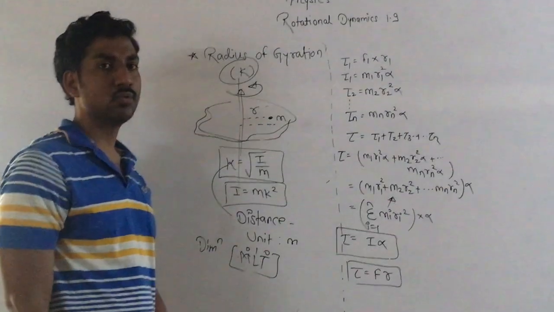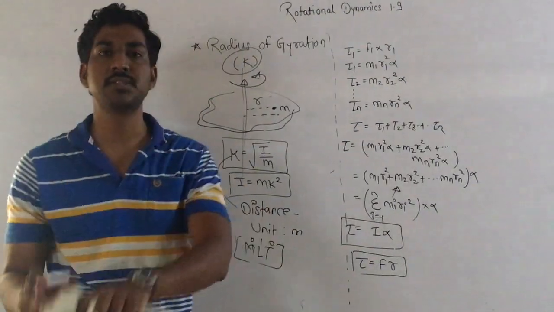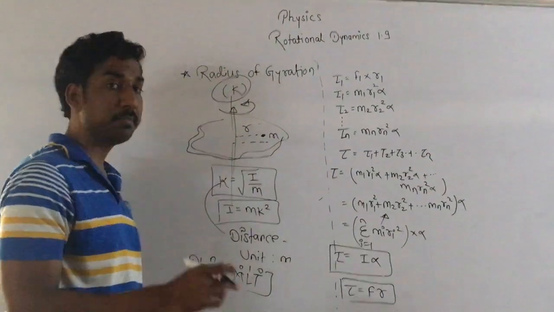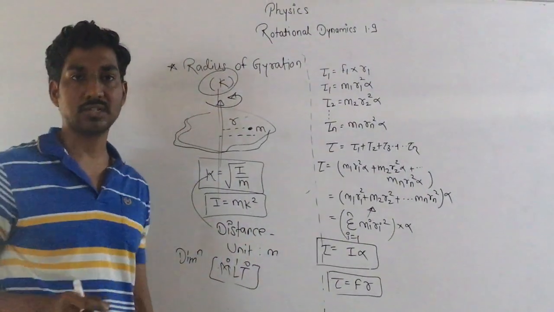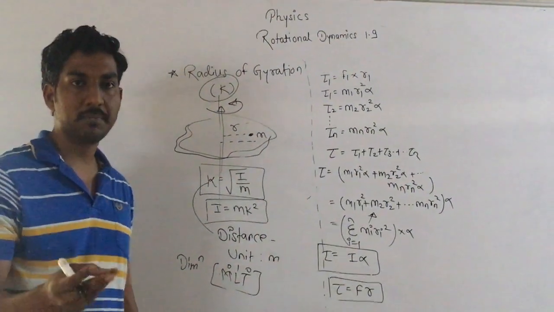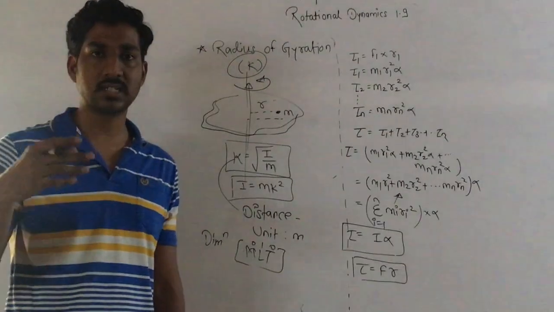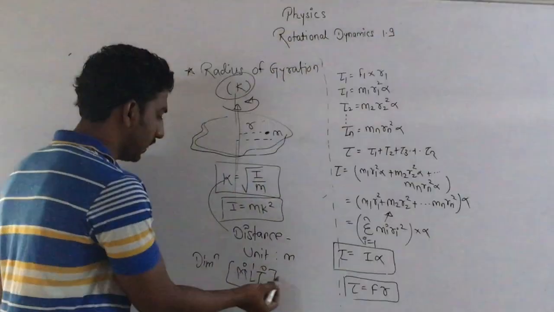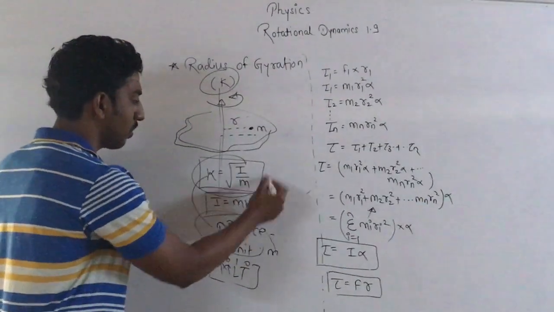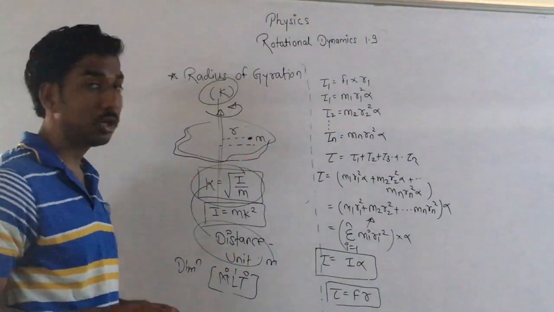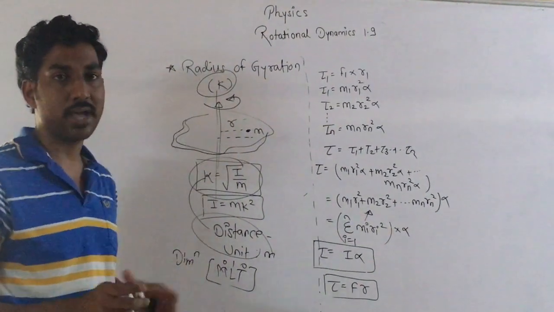This topic we will use in numericals as well as in MCQs. In CET, NEET and JEE, there might be chances of getting radius of gyration. So a disc, a rod, a ring, a cylinder, etc. will be there. At that time you just need to put in this formula and calculate. So today we have learned the total torque on a body and the radius of gyration.